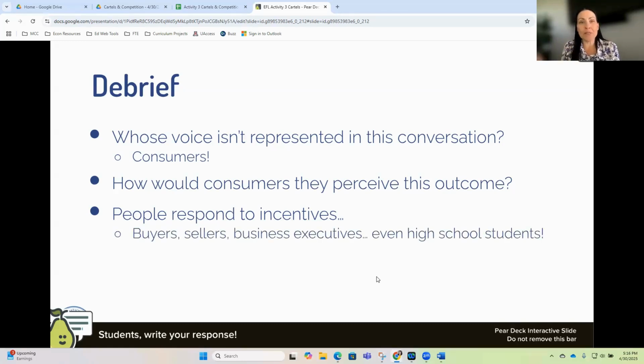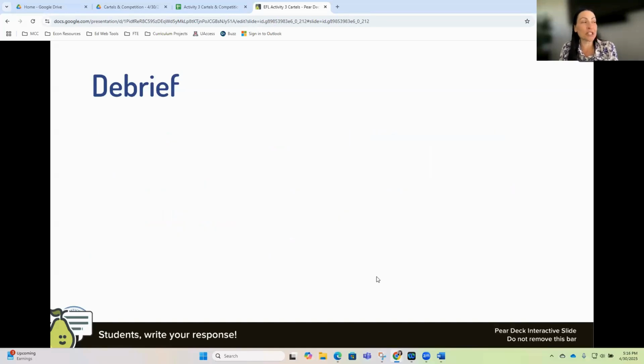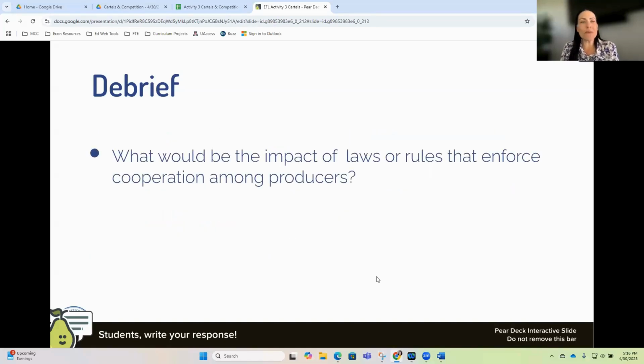So when we say people respond to incentives, that's true whether we're talking about buyers or sellers, business executives, even high school students. There's an incentive to collude. So what would be the impact of laws or rules that enforced cooperation among producers? That's another word for this. You were cooperating together. What if there were laws that forced that cooperation? That's why the FCC exists.